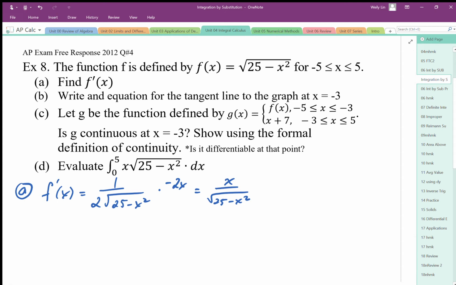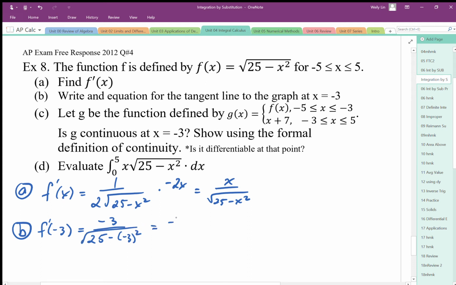So part B then asks for the tangent line. For our tangent line, we need a point, and we also need the slope. We'll first start off with the slope because we can find the slope from our derivative. So the slope at negative 3: when we plug in negative 3, we end up with negative 3 over the square root of 25 minus negative 3 squared. Working this out, 25 minus 9 is 16. The square root of 16 is 4. So there's our slope, negative 3 over 4.